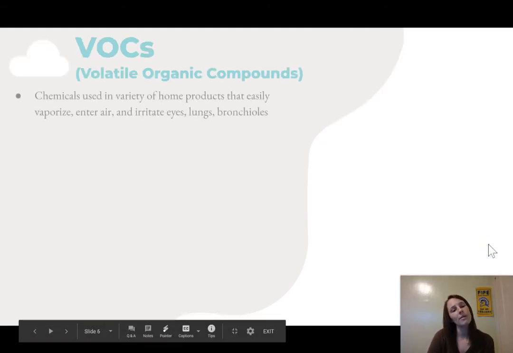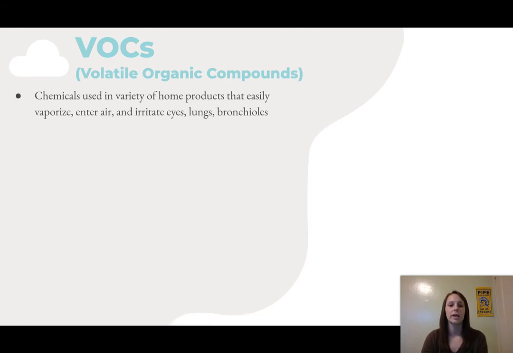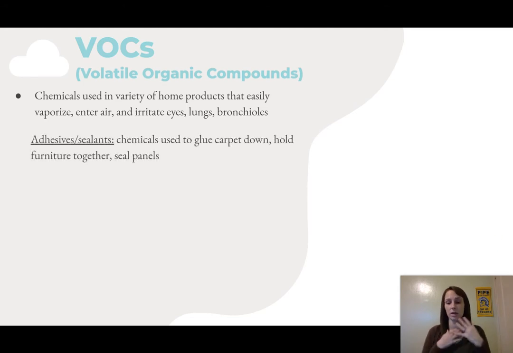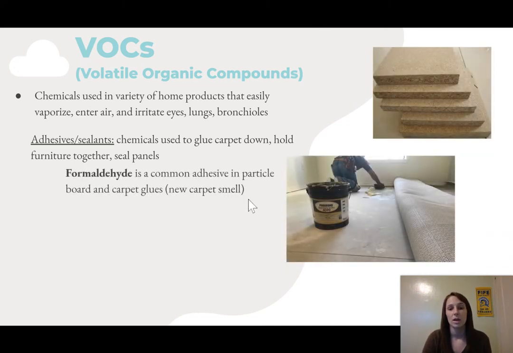Now we also have VOCs, the volatile organic compounds. VOCs are going to be found in chemicals that are used in a variety of home products that can easily vaporize. They can enter the air, irritate the eyes and the lungs, and cause irritation in your actual lung bronchioles. These are going to be found in tons of things, such as adhesives and sealants. So chemicals that are used to glue carpet down or hold furniture together or seal panels.